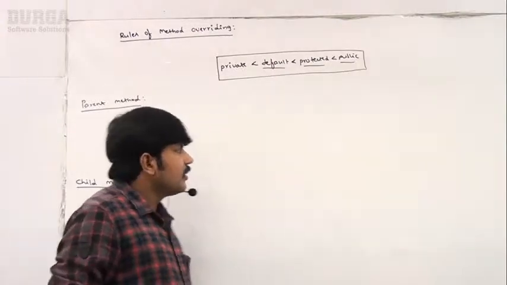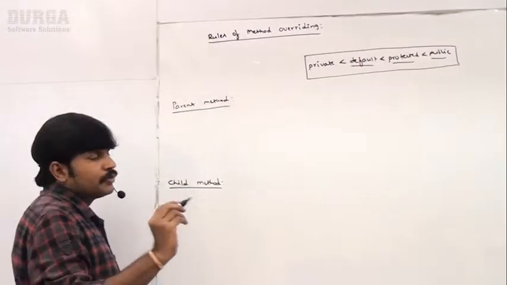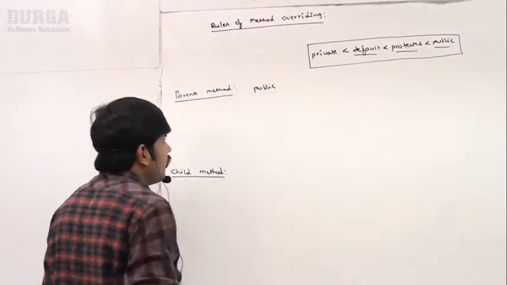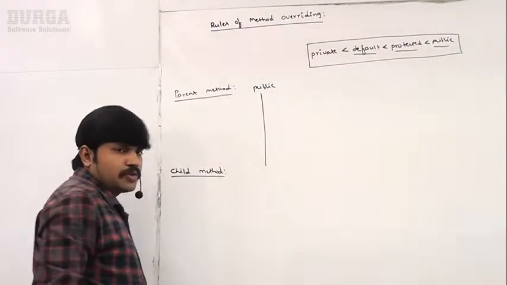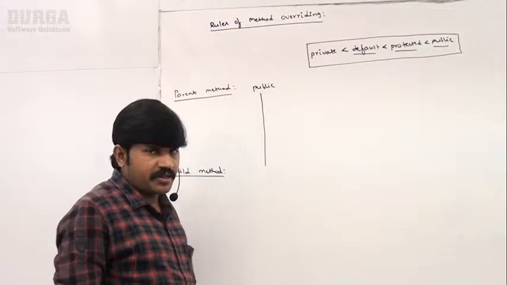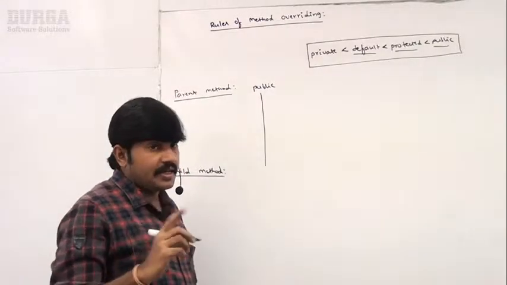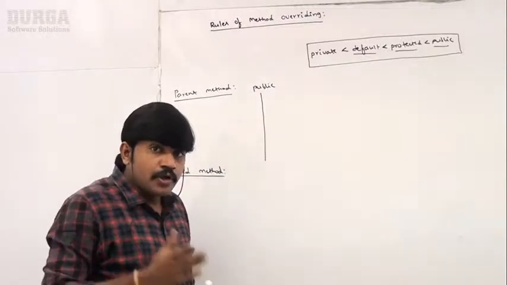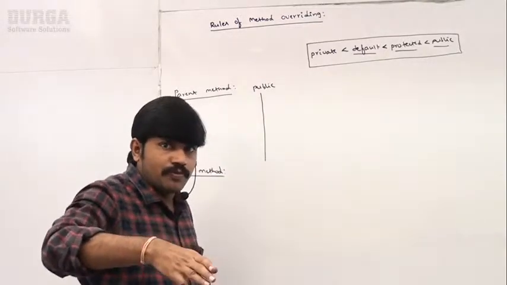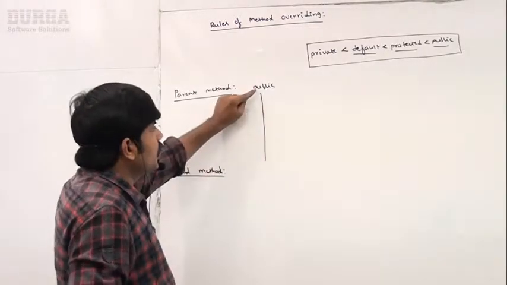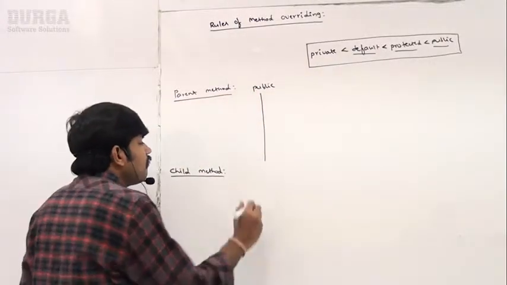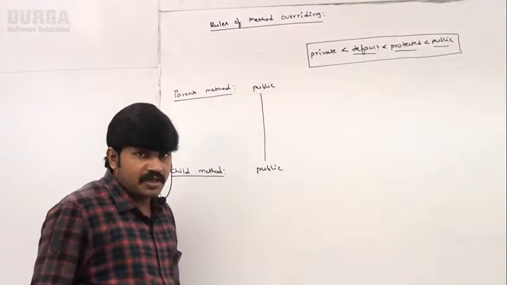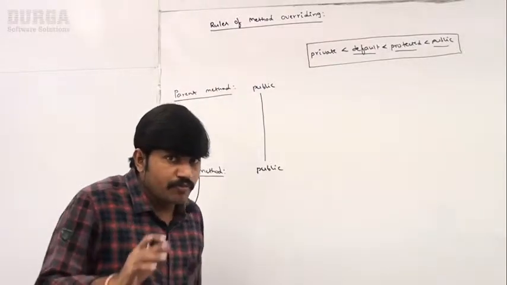Now the point here is, if the parent class method is public, what about the child method? While overriding, we can't reduce the scope of the access modifier. If you want, you can increase the scope, but decreasing is not allowed. So if the parent is public, the child class method should compulsorily be public.